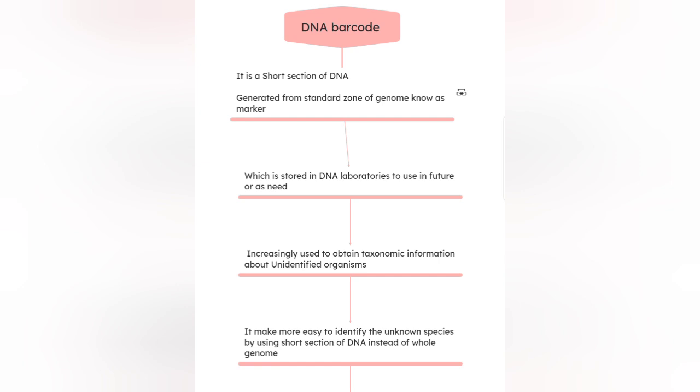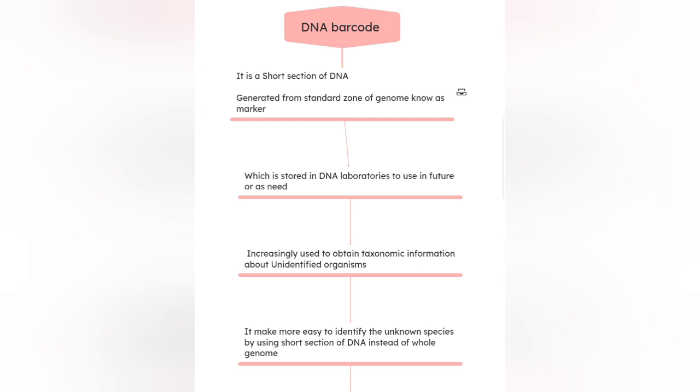Now these short sections are stored in a library to use as we need in the future. This method of DNA barcoding is increasingly used to obtain taxonomic information about unidentified species, and it makes it easier to identify the unknown species by using the short section of the DNA instead of a whole genome. There is no need to use the whole gene to study or identify a particular species. There is need only of a short section of the DNA.